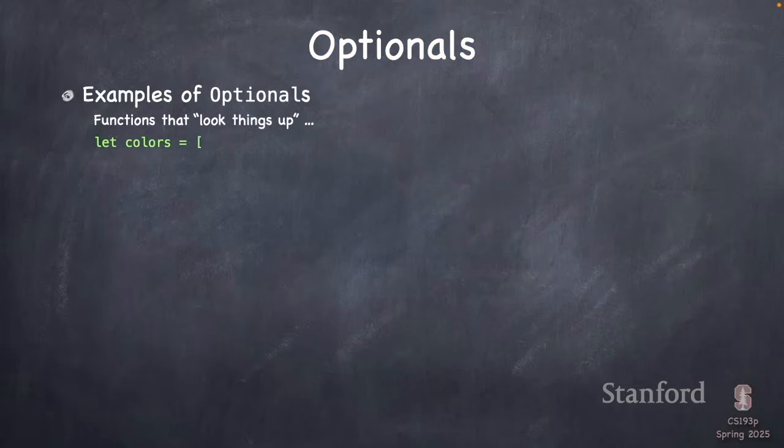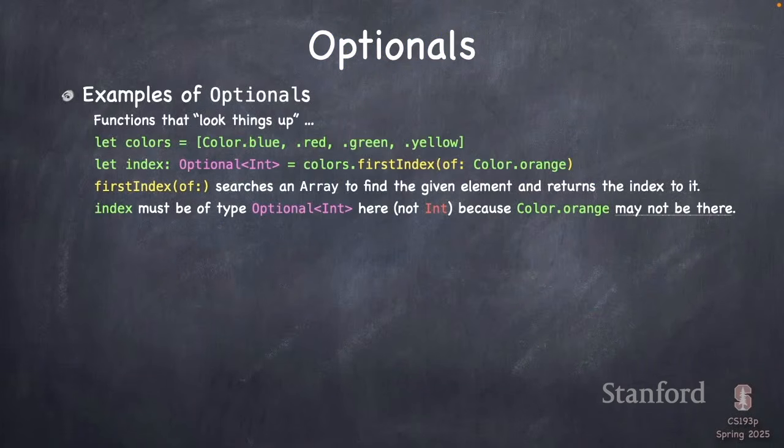Some examples of optionals. Where do we use optionals? One real common place to have optionals is when we're looking something up. We're looking something up in a dictionary or in an array, and we might find it or we might not. And if we don't, we have to communicate back, couldn't find it. So we just make the function that looks the thing up, instead of returning the thing it's looking for, return an optional of that thing it's looking for.